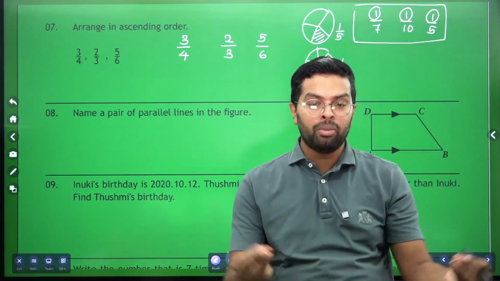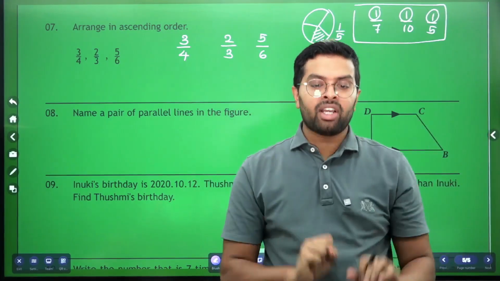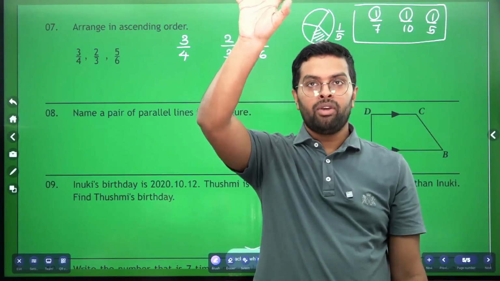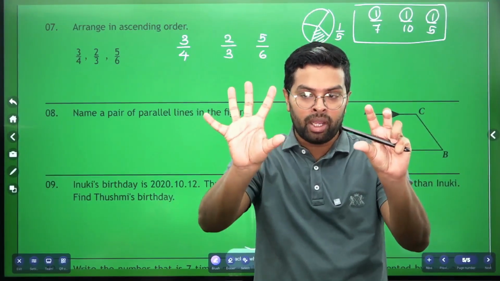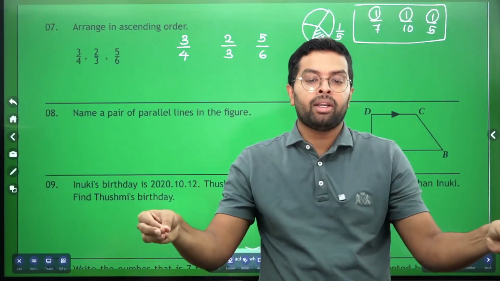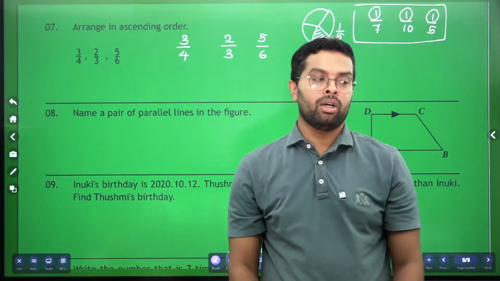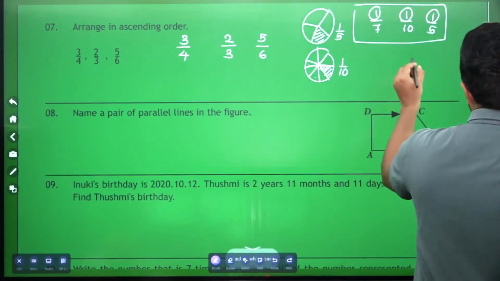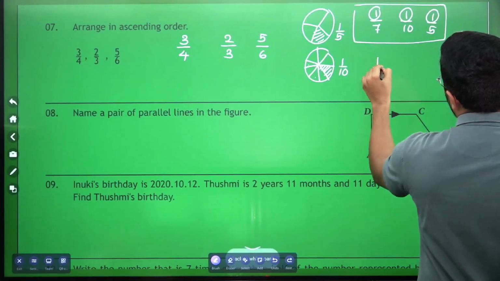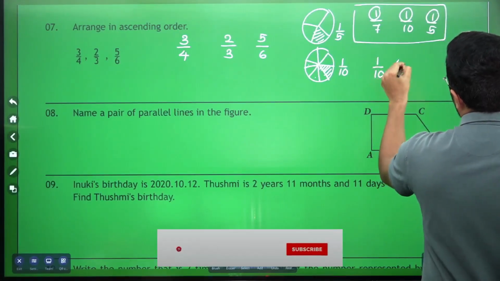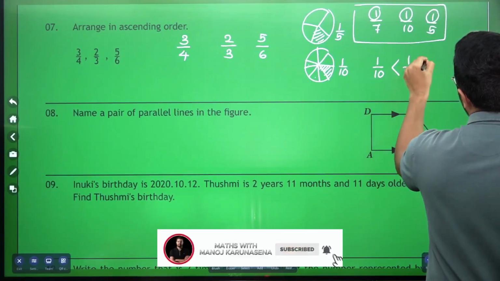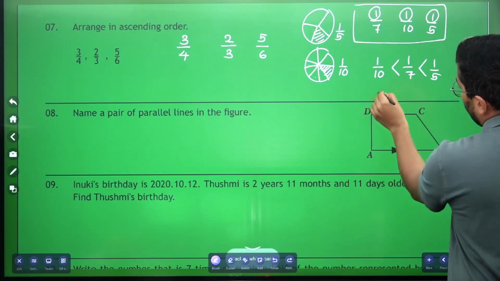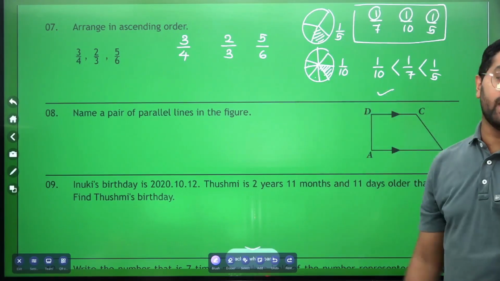So larger the denominator, smaller the fraction, right? But we have to have the same value in the numerator. If you have the same value in the numerator, then larger the denominator, the fraction is getting smaller. So that is the theory. So what is the smallest fraction out of here? The smallest fraction will be 1 over 10. The next larger fraction is 1 over 7. The largest fraction is 1 over 5. So this is how it is when it comes to equal numerators.